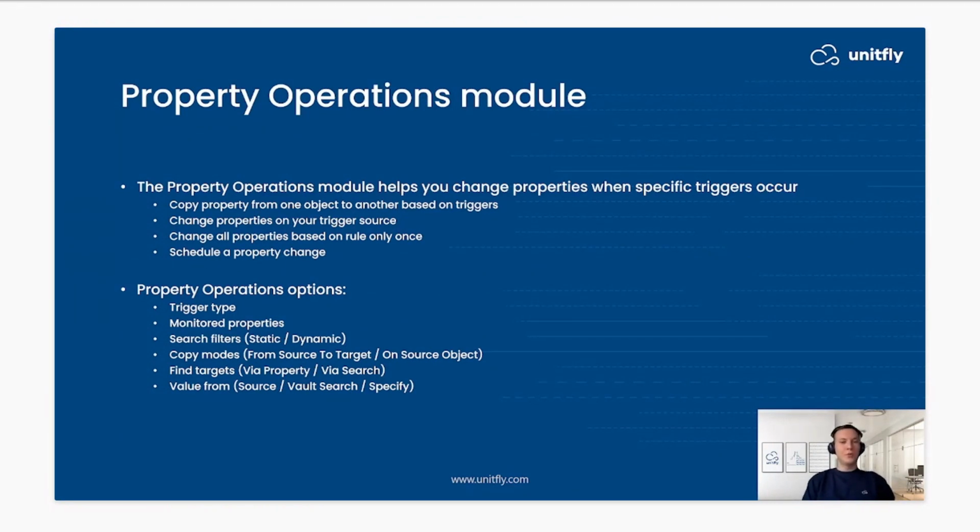So some of the property operations options that we will show you today are, first, the trigger types, then monitor properties, different search filters, so static, dynamic, some copy modes, so from source to target or on source object, then find targets, it can be via property or via search, and where you get your value from. It can be from source, it can be from Vault Search, or you can specify where you want to get your value from.